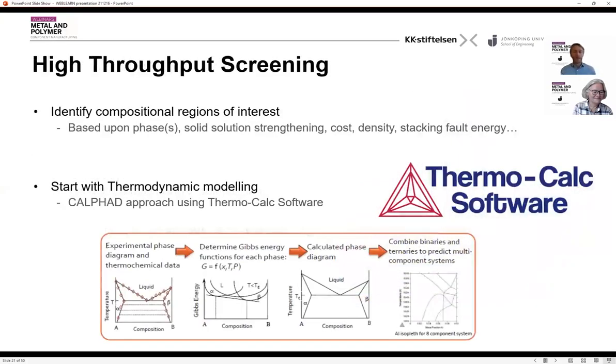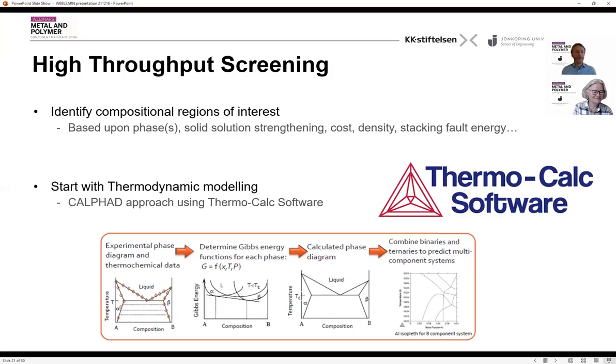So how we are trying to approach this problem at Jönköping University is through a method of high throughput screening. And this is computational high throughput screening, which is trying to aid our experimental approach. What we want to start by doing is identifying compositional regions of interest based upon the phase or phases that we expect to be there, along with other potential attributes such as cost and density, which are quite easy to calculate, but also adding some sort of mechanical models to it, looking at solid solution strengthening or stacking fault energy, for example, to try and predict how the alloys will perform.